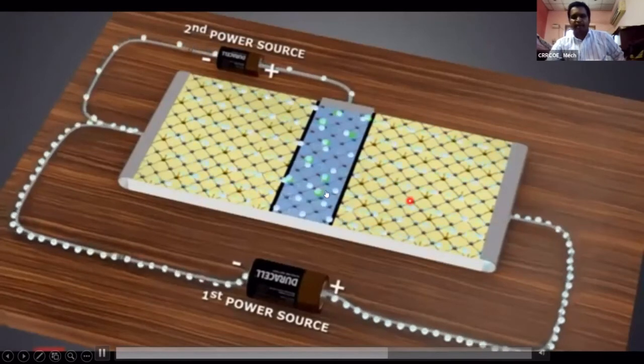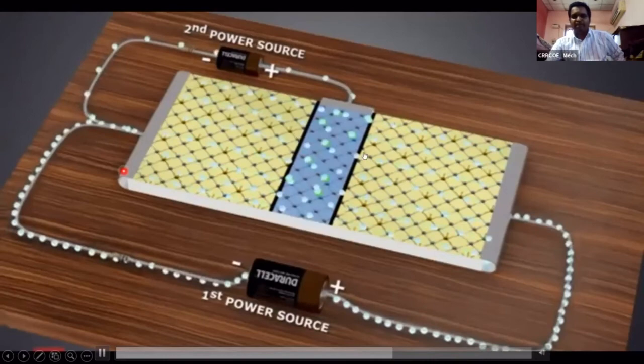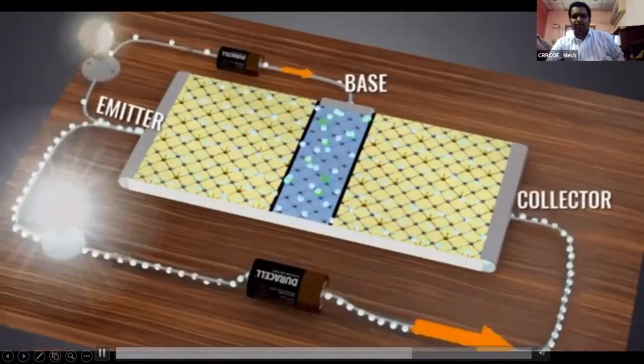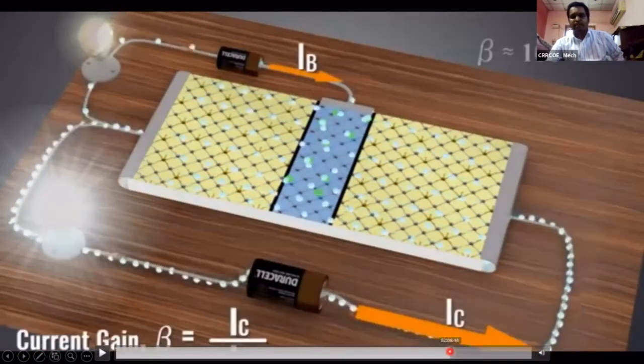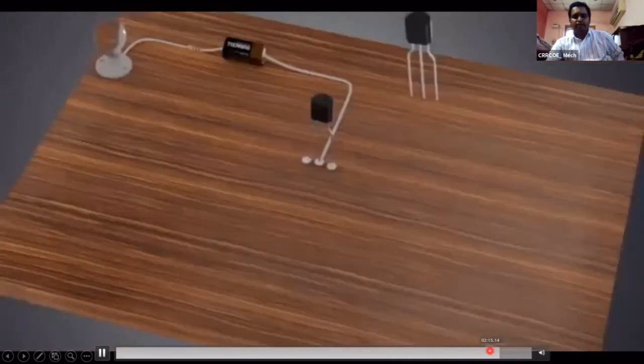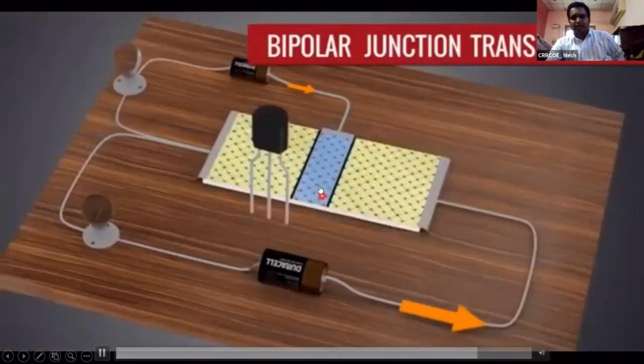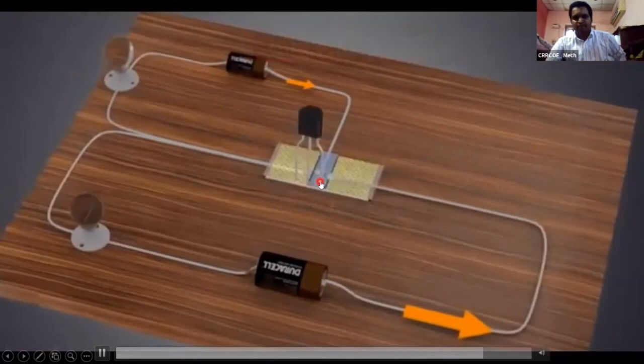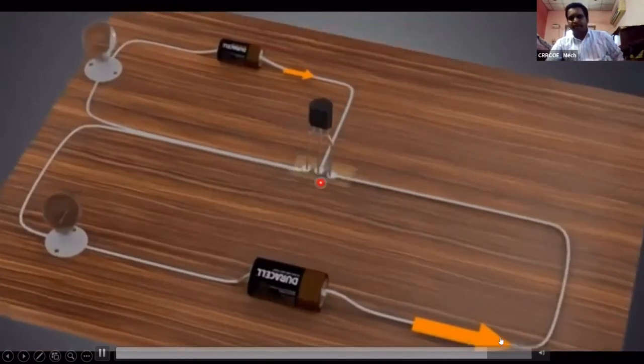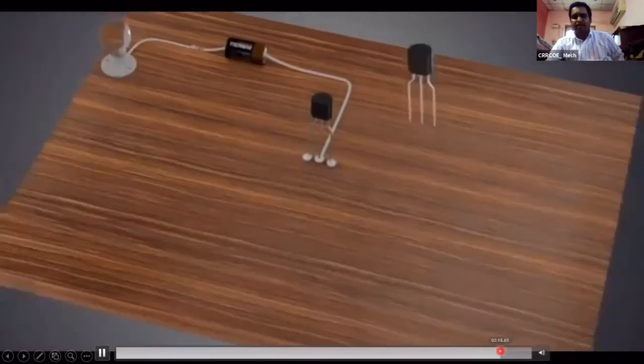This is the active region: the first junction in forward bias, the second junction in reverse bias. This is the working of the transistor. This is the real shape of the transistor. By connecting a number of transistors, we can increase the amplification.